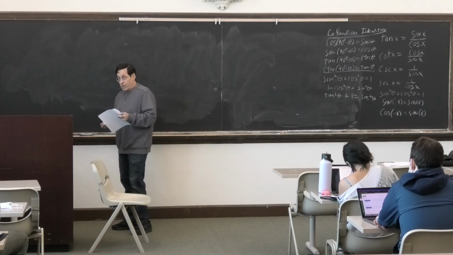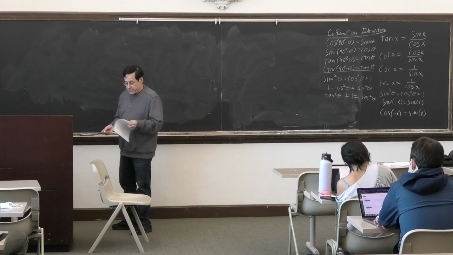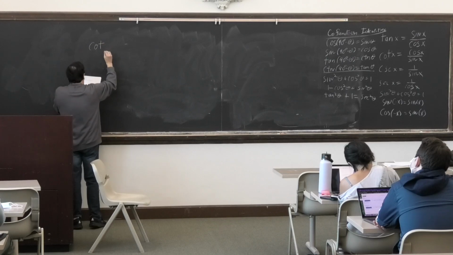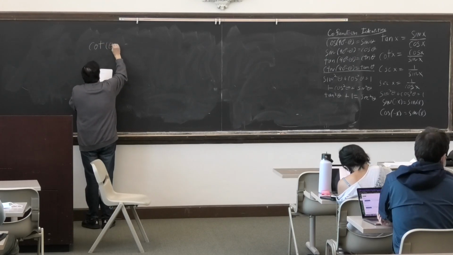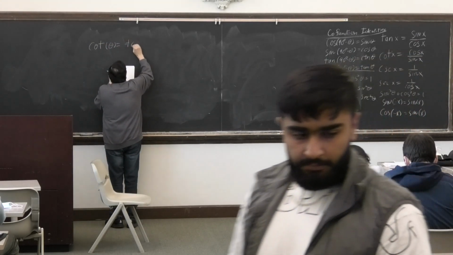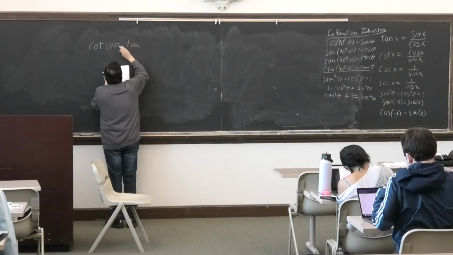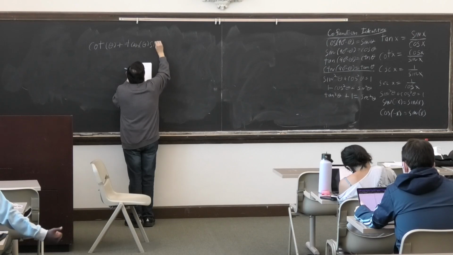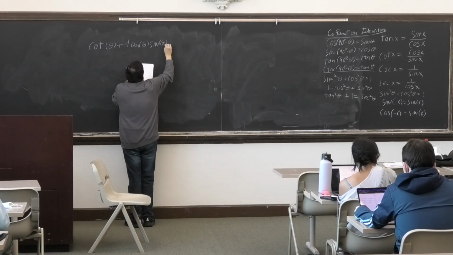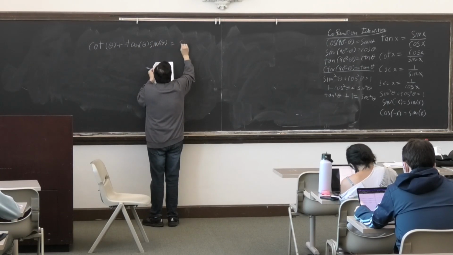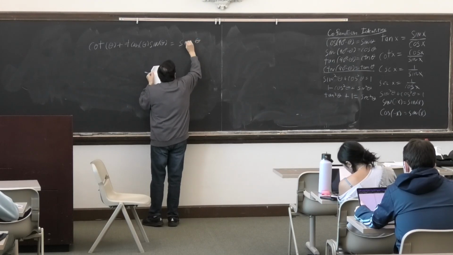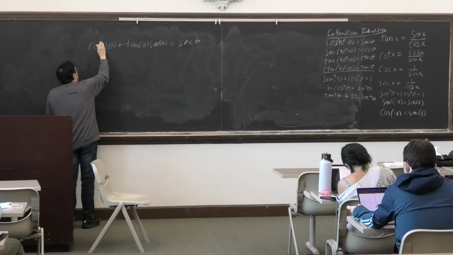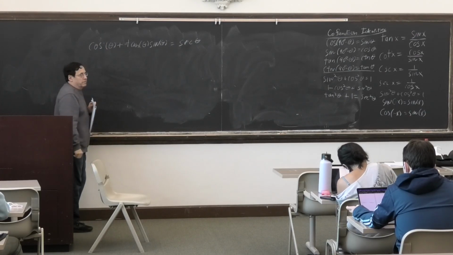Not to beat a dead horse, but now I know where I went wrong on that first example. See, I wrote cotangent theta equals plus tangent theta, sine theta equals secant theta. And there we go, cosine.